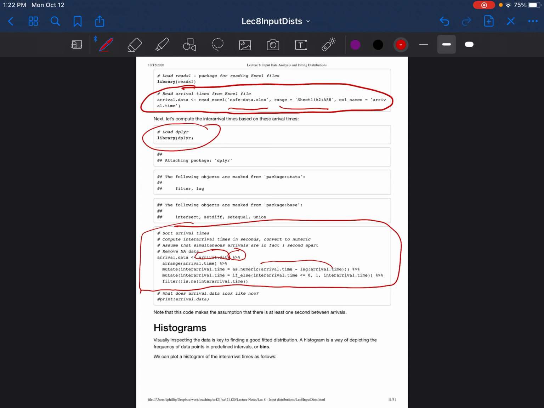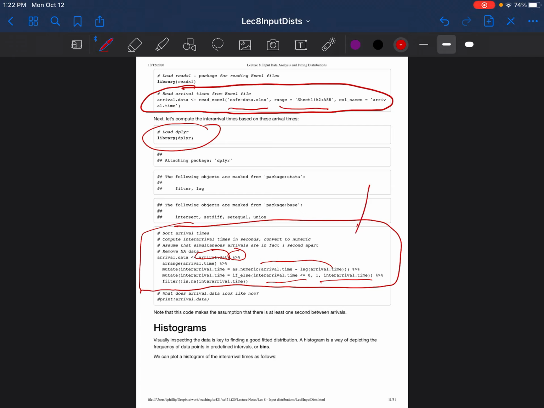So we've sorted it, and then we're going to mutate it further. If that is less than or equal to 0, then make it 1. Otherwise, use the inter-arrival time. So we're going to round up every inter-arrival time to the nearest one to make it at least 1 second.